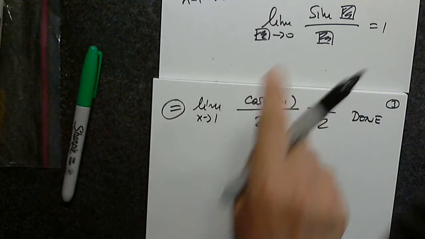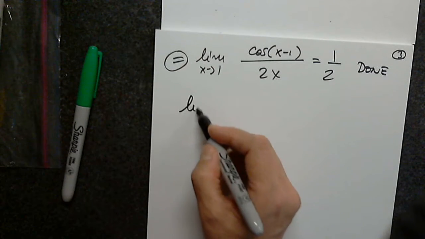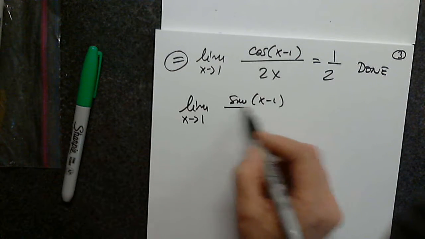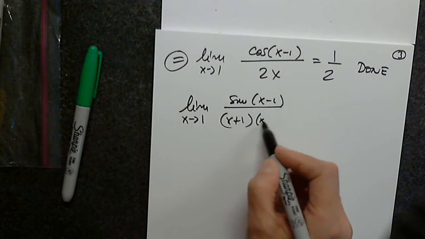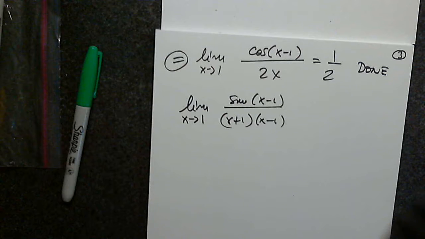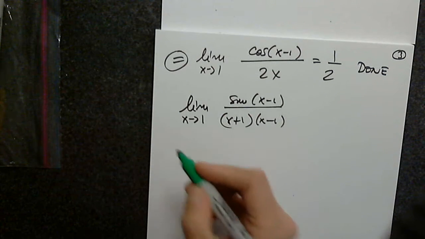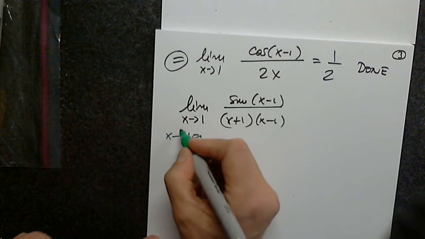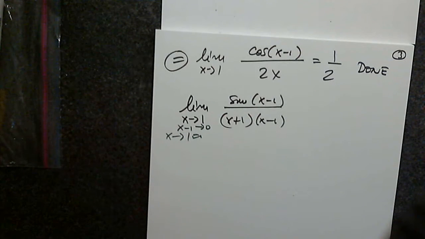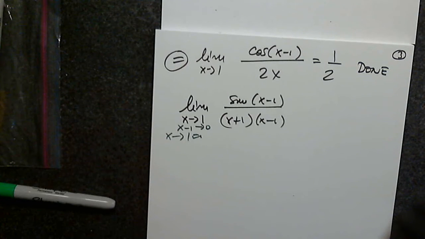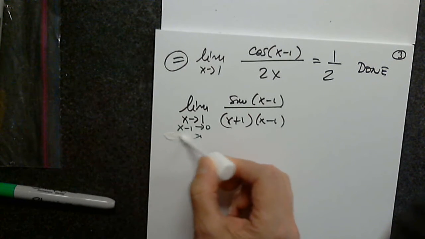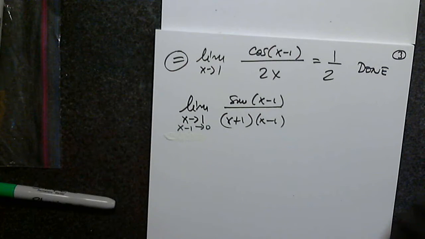Now, if you want to apply this method, then you will have limit as x approaches 1 of sine of x minus 1 over x plus 1 times x minus 1. And now it happens, oops, I didn't mean that. X minus 1 approaches 0. That's what I wanted to write. So it happens that you have that box that I've been talking about. Meaning what? Meaning this.